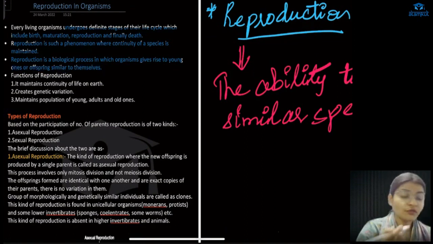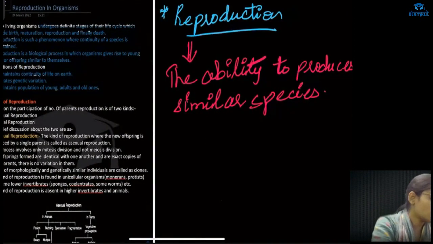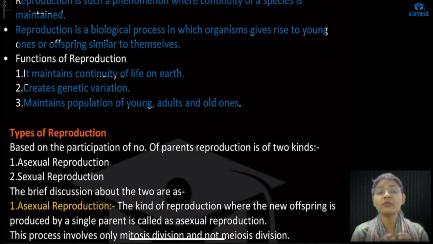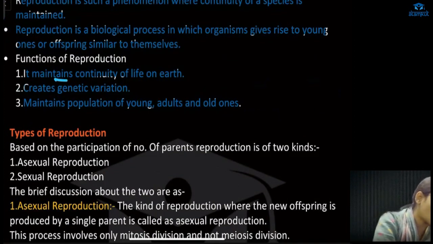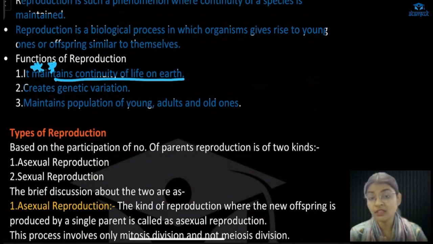Okay, what is the function of reproduction now? It maintains the continuity of life. It creates genetic variation. It maintains the population of young, adult and old ones. So what is the main function of reproduction out of these? The main function is continuity of life on earth. This is the foremost function of reproduction, because it is due to reproduction only that similar kinds of species have been generated from one generation to another, and by the help of reproduction only the continuity of life is going on earth.